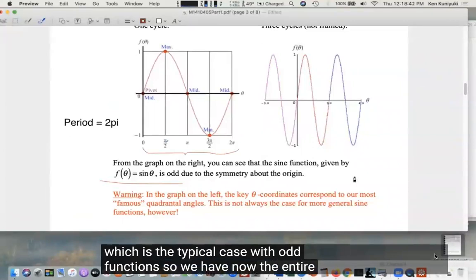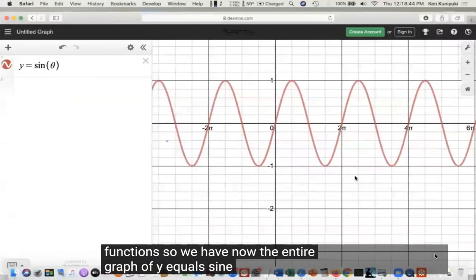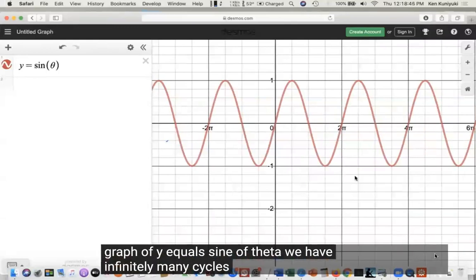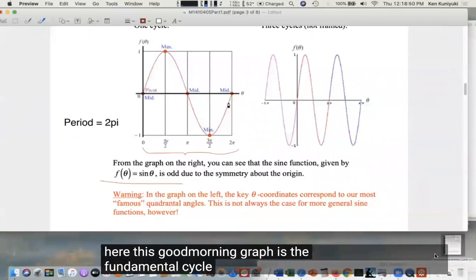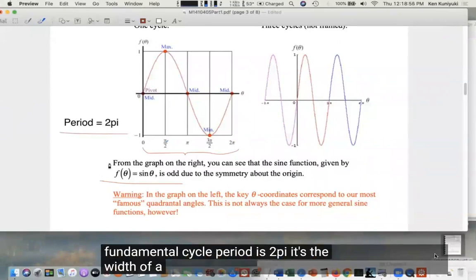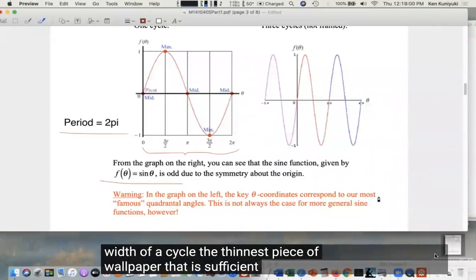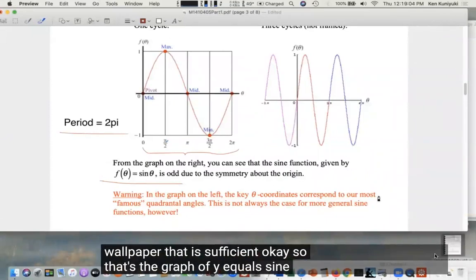So we have now the entire graph of y equals sine of theta. We have infinitely many cycles. This one over here is the fundamental cycle. Period is 2 pi. It's the width of a cycle, the thinnest piece of wallpaper that is sufficient. Okay, so that's the graph of y equals sine of theta.